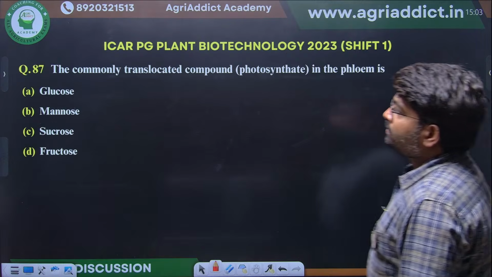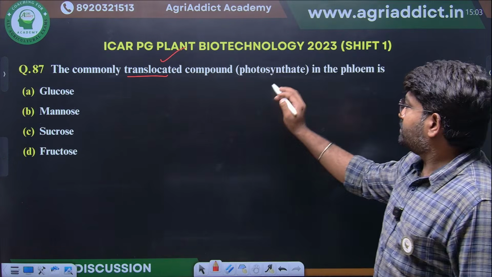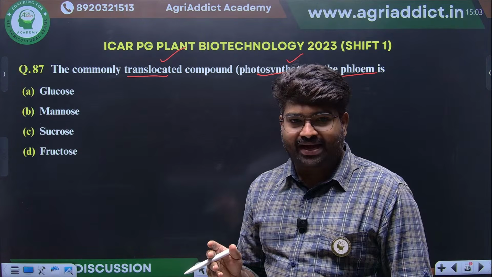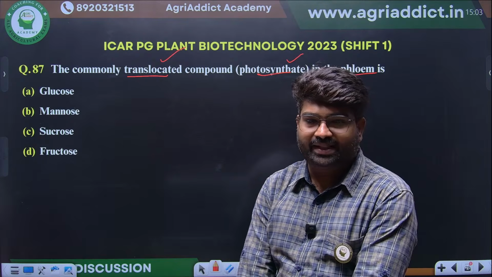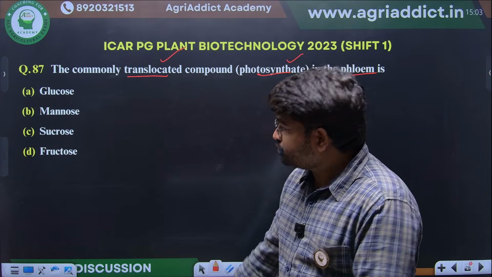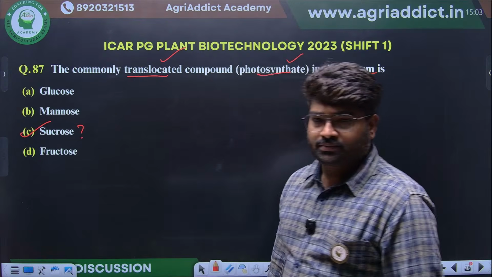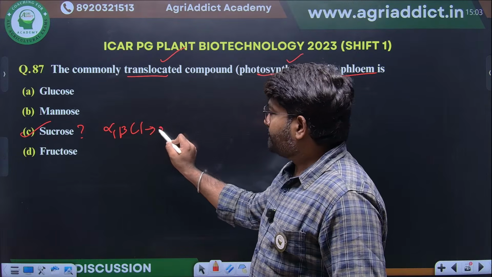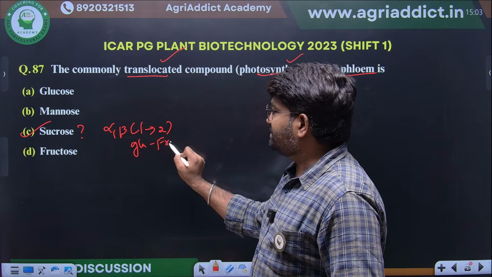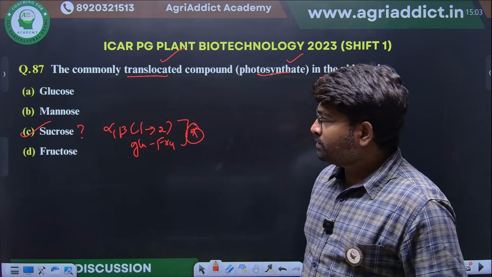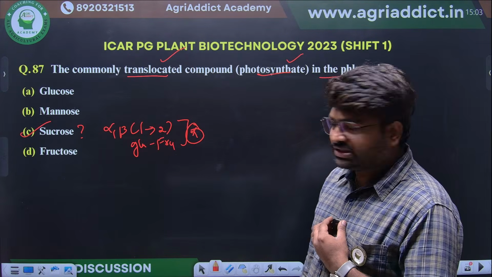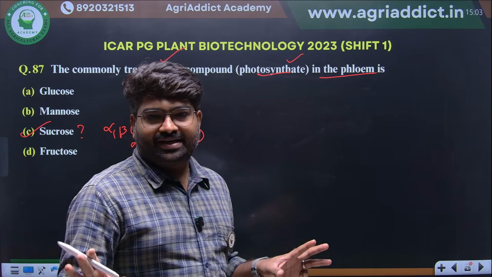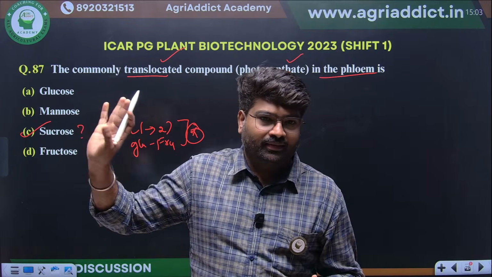The commonly translocated compound, that means the photosynthate in the phloem, is what? Whether it will be sucrose or mannose or fructose or glucose? Yes, sucrose. Why is sucrose transported, not other sugars? We know the alpha, beta 1 to 2 linkage is there between glucose and fructose. This is an important linkage. The most important thing for your understanding: sucrose is non-reducing in nature. That's why it is transported in phloem.